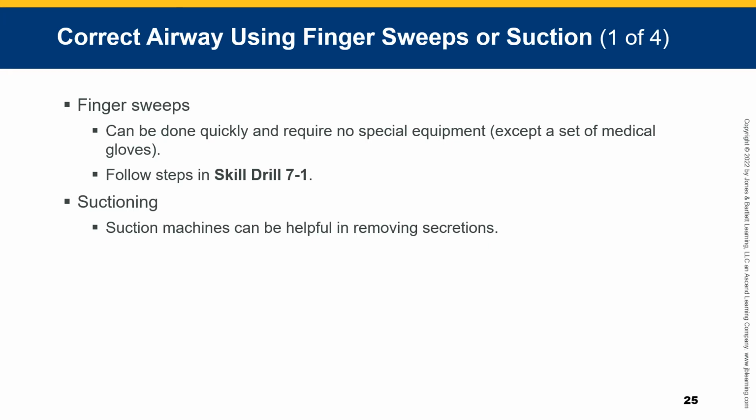You want to clear the airway using a finger sweep or suction. Vomitus, mucus, blood, and foreign objects must be cleared from the patient's airway. A finger sweep can be done quickly and requires no special equipment except, of course, medical gloves. To perform a finger sweep, follow the steps outlined in Skill Drill 7-1 in your textbook. As far as suctioning is concerned, suction machines can be helpful in removing secretions such as vomitus, mucus, and blood from a patient's mouth.